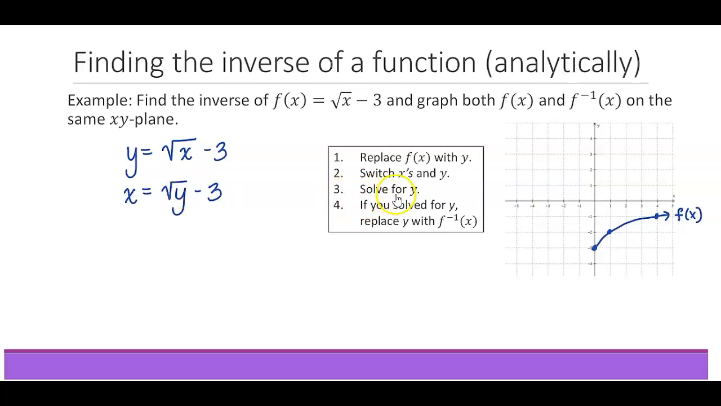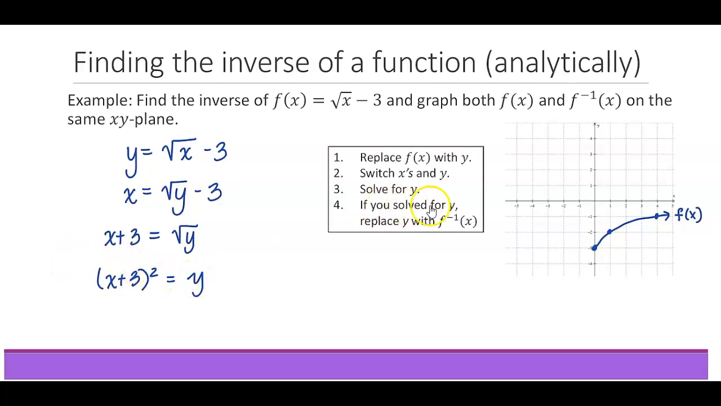Step 3 is to now solve for y, because now y is buried inside of the right side of the equation, so I need to solve for it to get it by itself. I'm going to go ahead and add the 3 to the other side. So x plus 3 equals the square root of y. And then to get rid of the square root, I'm going to square both sides. So I have the quantity x plus 3 squared equals y.